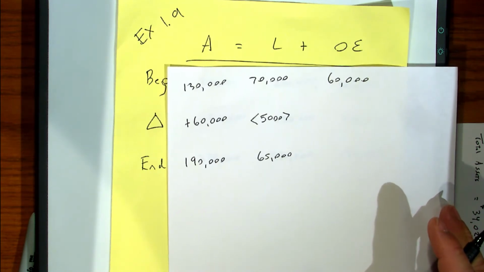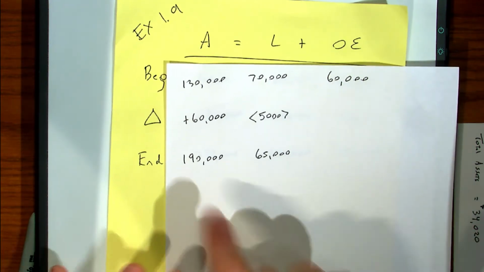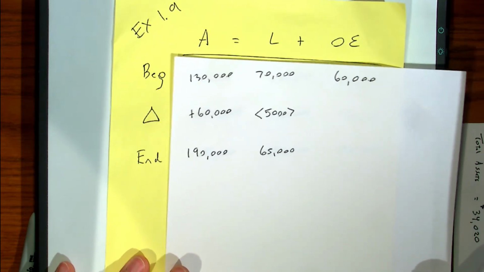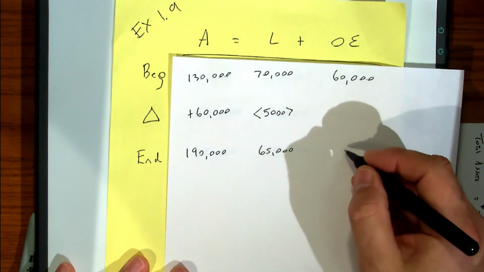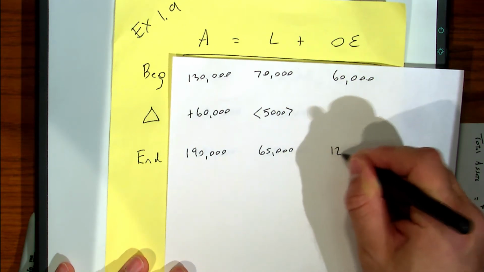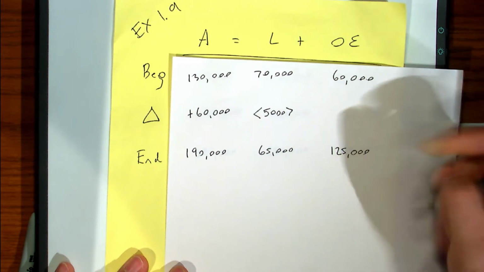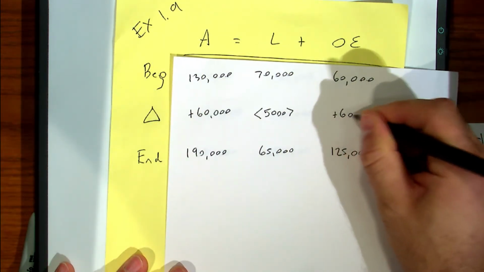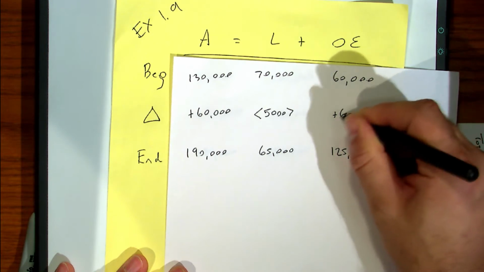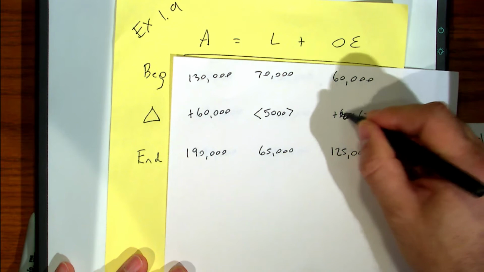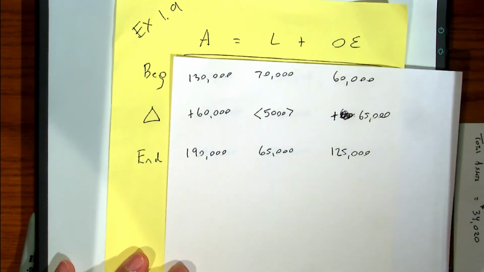They want to know what the beginning and ending amounts of equity are. Well, if we know that, we can figure out what owner's equity was at the end of the period, right? What was it? 125,000. How much? 125,000. So how much did owner's equity increase by? 65. Right? They went up by 65,000.